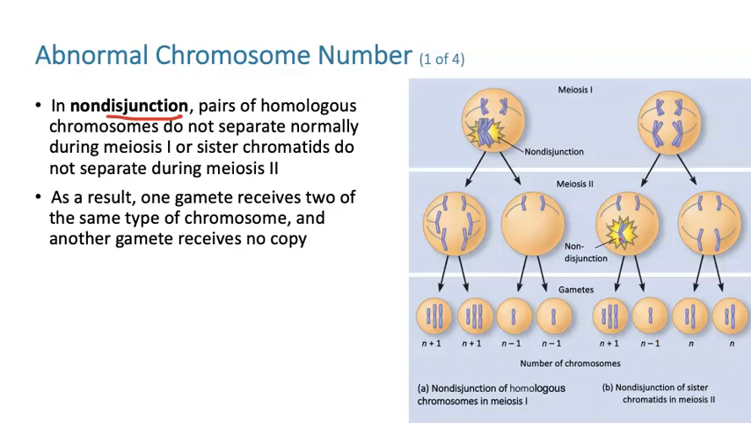So the result here is that one gamete is either receiving more or fewer chromosomes, and that's a huge problem. If you have fewer chromosomes than you're expecting, then there's some information that's going to be missing. If you have more chromosomes than you're expecting, then you're going to have too much information. And it turns out, at least in humans and other mammals, that having too much information is a bad thing.